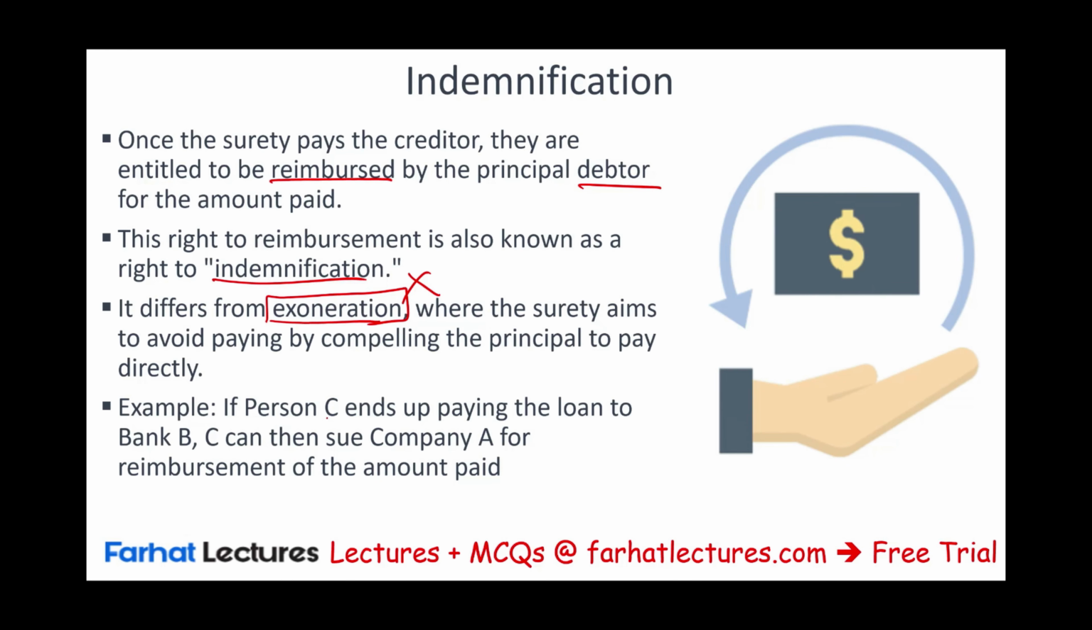So if person C ends up paying the loan to the bank, C can sue company A for reimbursement of the amount paid. Just to summarize, once the surety pays off the debt of the debtor, they can go after the debtor, asking them to pay them back. Which is fair. If I guaranteed your debt, I did you a favor for one reason or another. You can't pay off your debt. I have to pay it. I'm going to come after you.